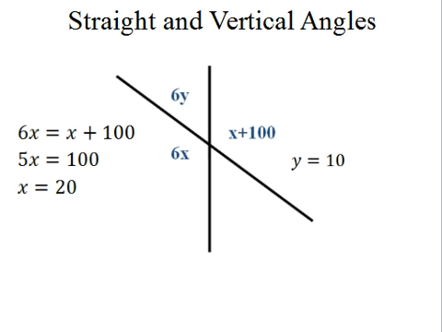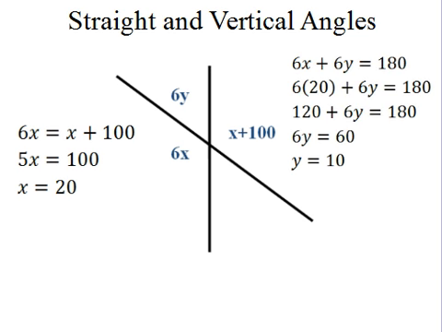Now we're going to use that value to help us find y. In the next problem, we can see that 6x and 6y are also collinear pairs here. So they're going to add up to 180. Well, I already know that x equals 20, so I'm going to substitute 20 in for x so that I get to the line that 120 plus 6y equals 180. We subtract 120 from each side, getting 6y equals 60. Divide each side by 6, and we get y equals 10.